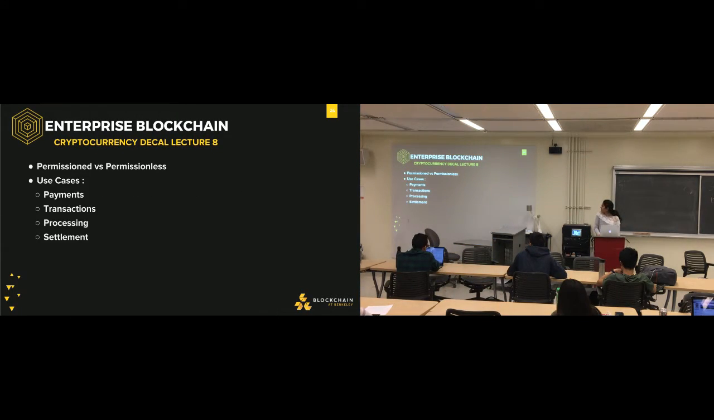So now we'll see some quick use cases of enterprise blockchain. Enterprise blockchains are classified as permissioned or permissionless. Permissioned means private, permissionless means public. Some broad use cases of enterprise blockchain are payments, transaction processing, and settlement.